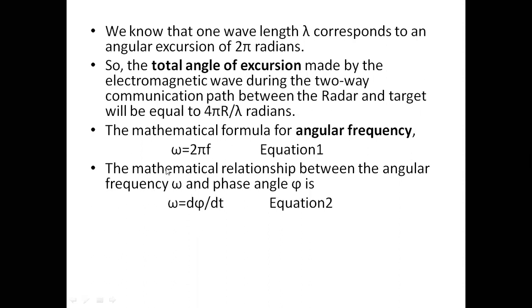That means totally we have two formulas for the angular frequency. One is in terms of frequency, one is in terms of phase angle. In terms of frequency, omega is 2 pi f. In terms of phase angle, omega is equal to d phi by dt. Consider this one as the first equation, this one as the second equation. Next, the LHS are the same, so equating the RHS terms, 2 pi f is equal to d phi by dt.